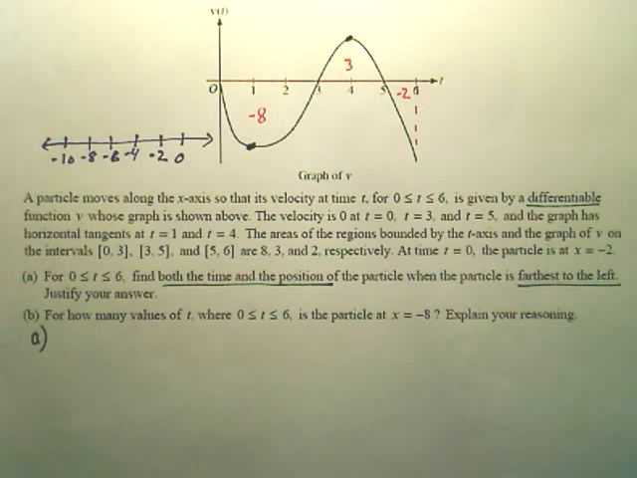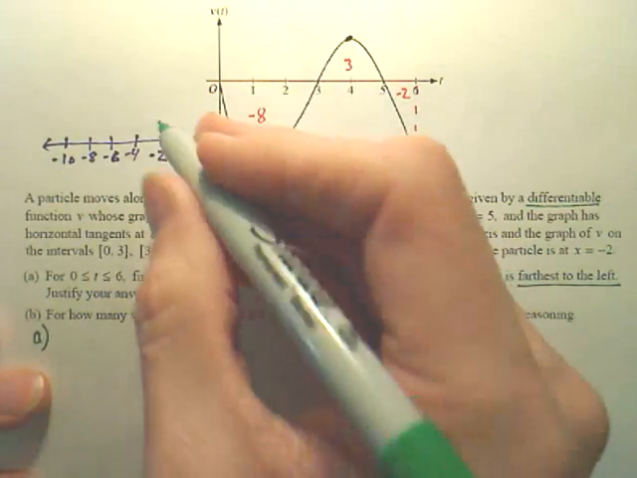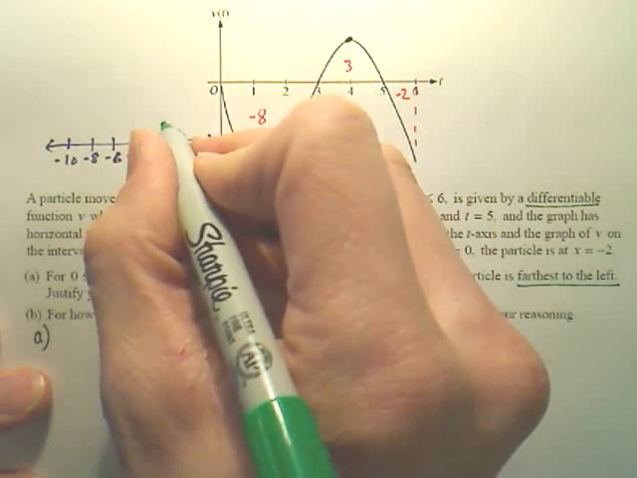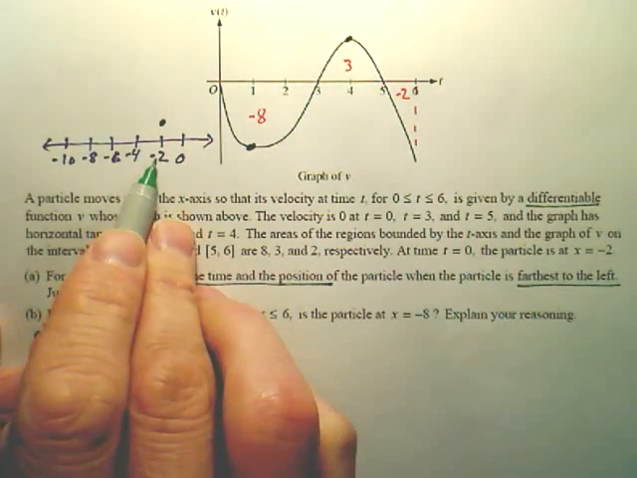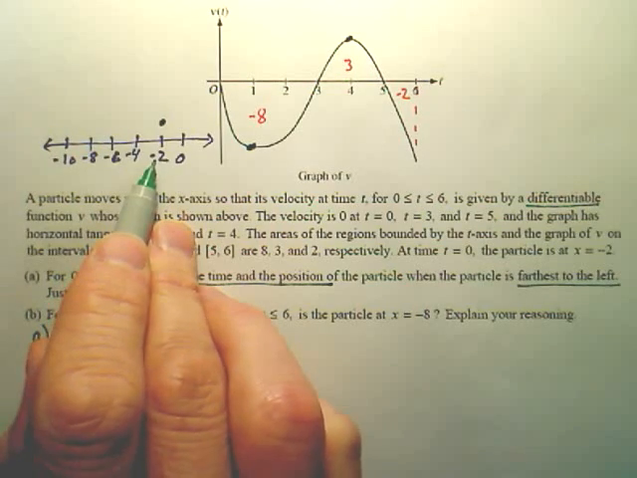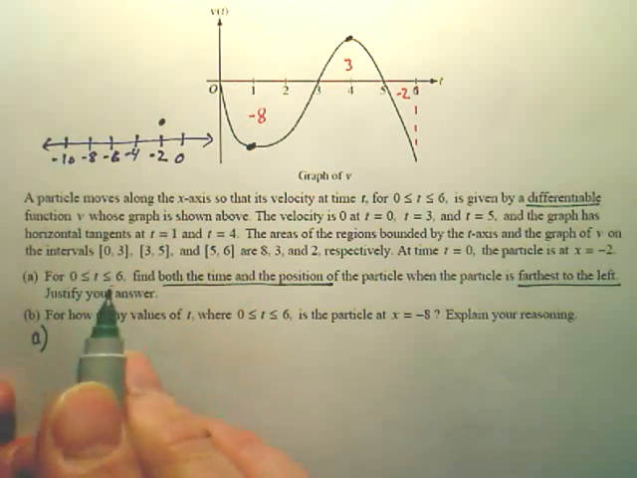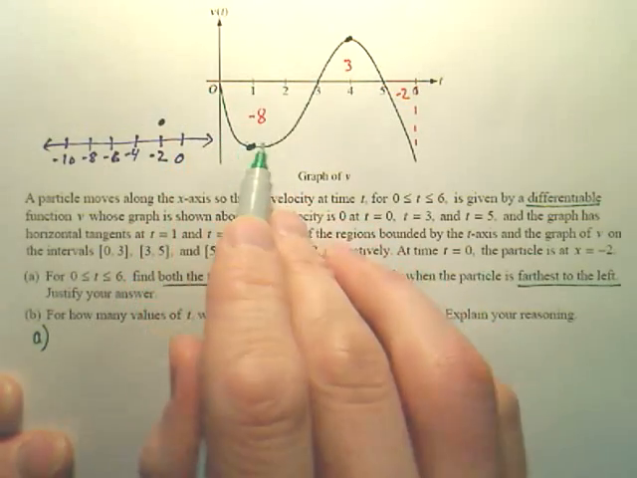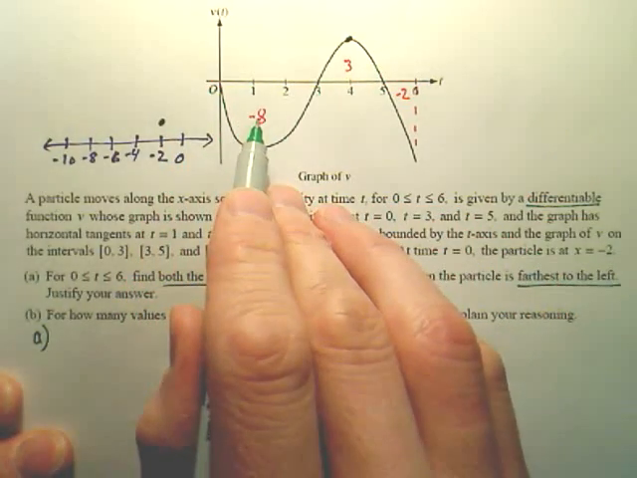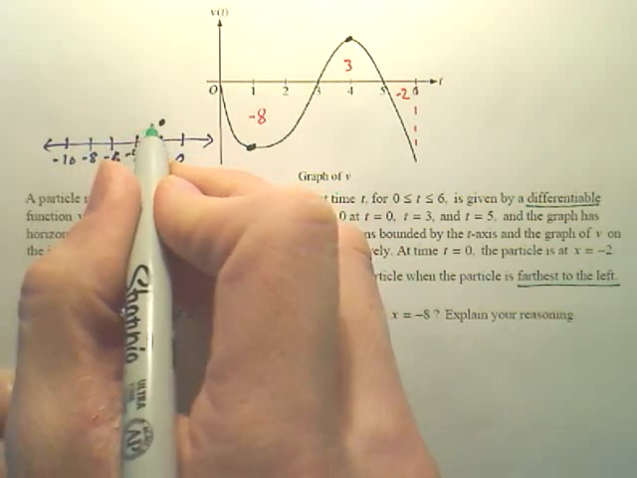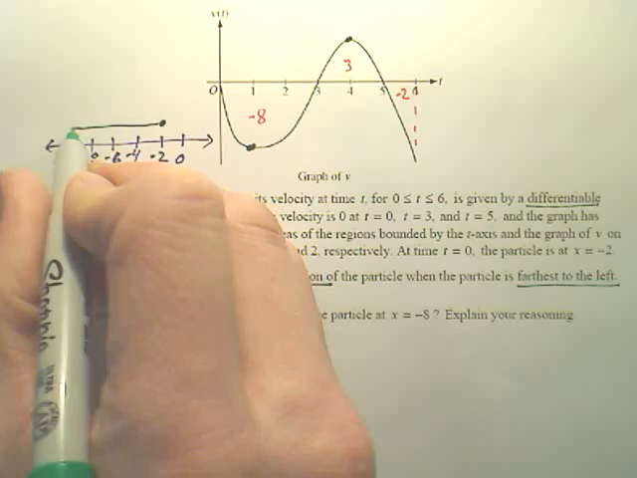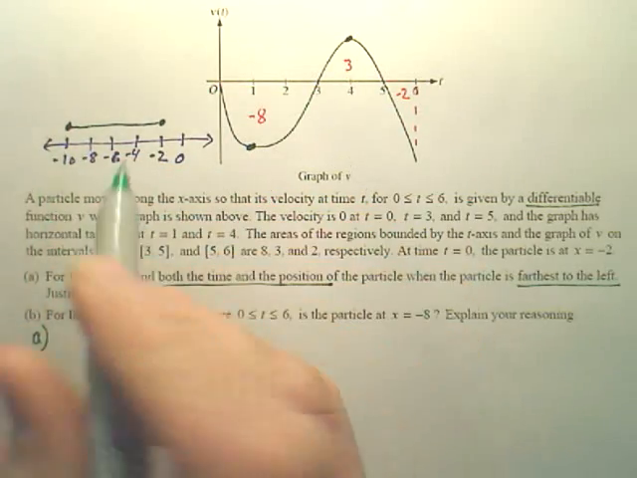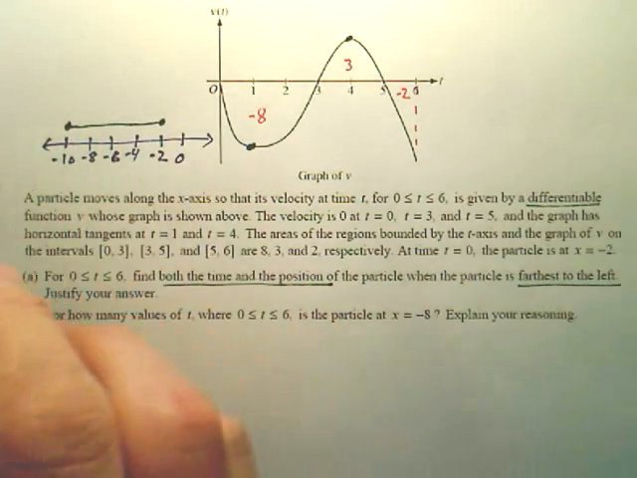Justify your answer. So here we're going to go. Our particle started here. That's our starting point at -2. If I want to know when it's farthest to the left, what we've got to think about is, if it starts at -2, this -8 means it went down 8 values, so it's going to go all the way to right here. That is a 3-second time span.